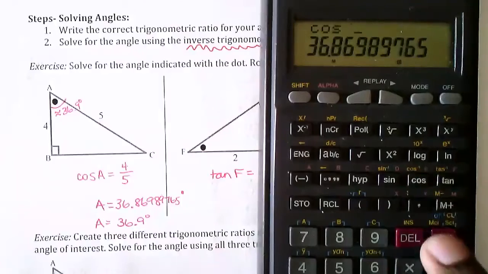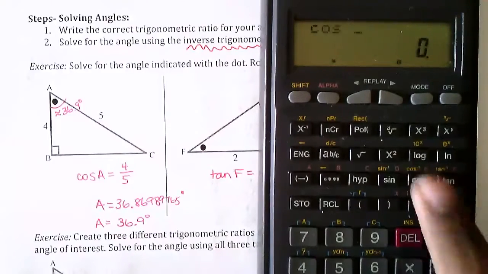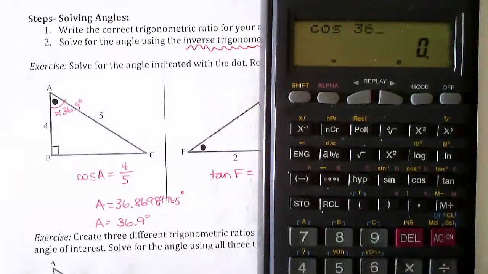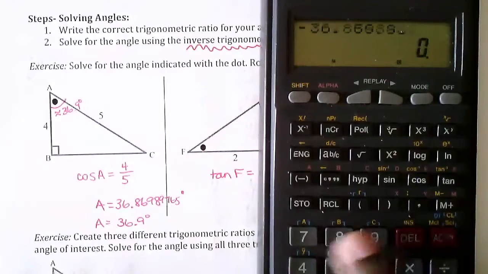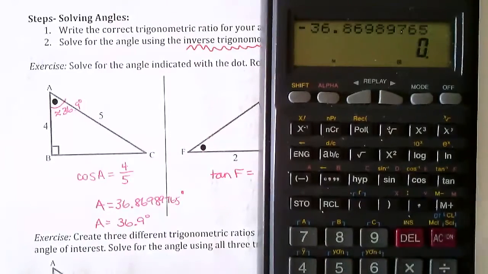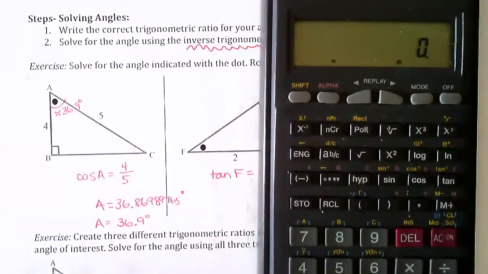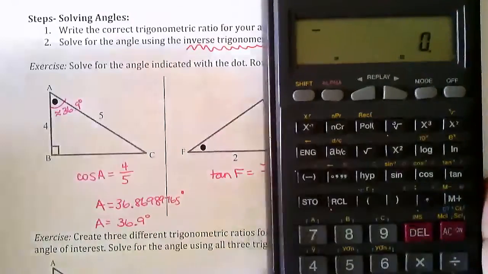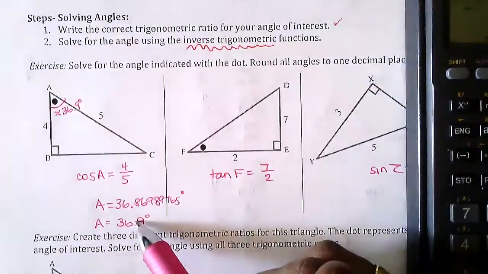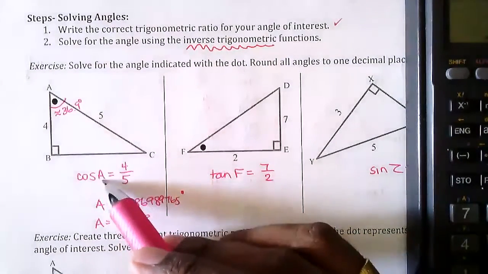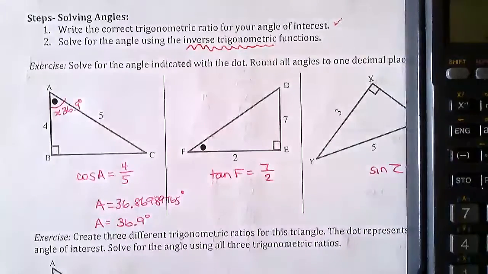Let me put cosine 36.869896765. So I've replaced A with the value I solved for. And that gives me 0.8, which is the same thing as 4/5. So essentially, what we're doing is we're solving for the angles that we can put back into this original equation to make the left side equal the right side.